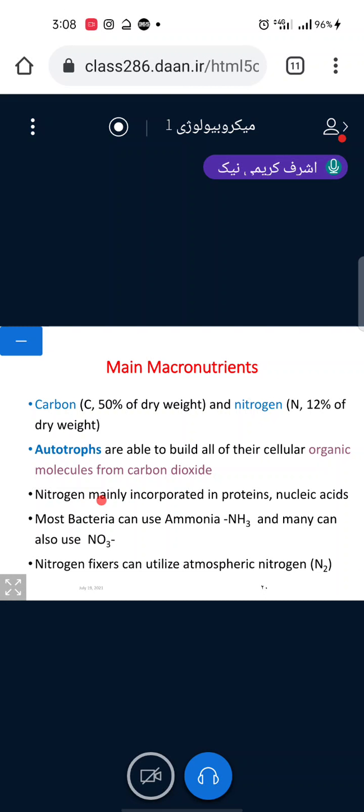Nitrogen is mainly incorporated in proteins and nucleic acids. Most bacteria can use ammonia, NH3, and many can use nitrate, NO3. Nitrogen fixers can utilize atmospheric nitrogen, N2.